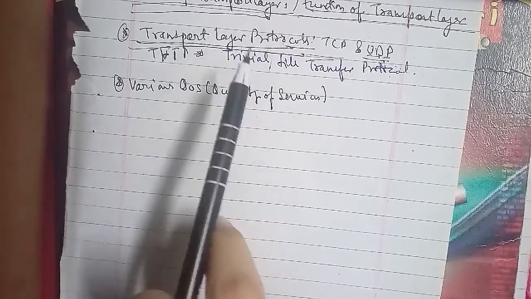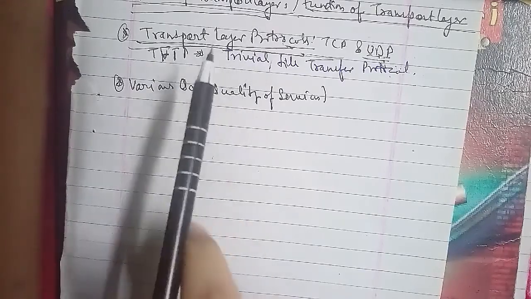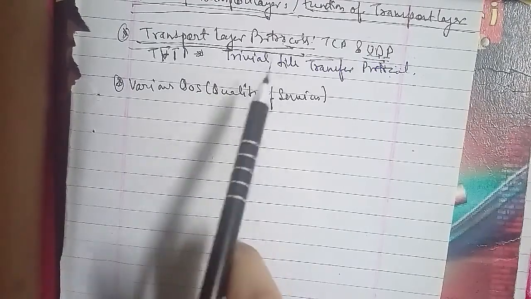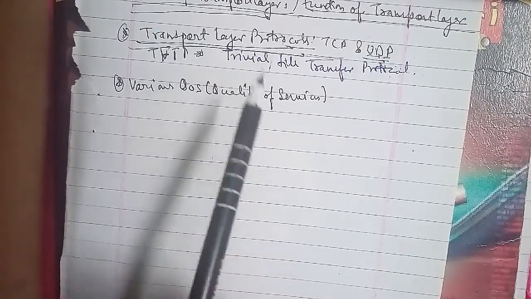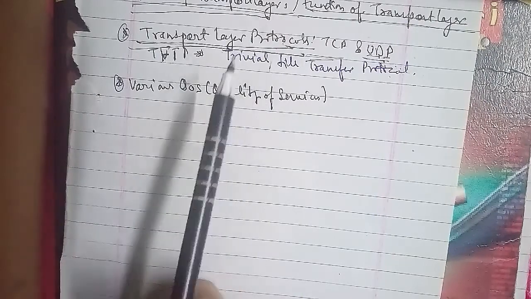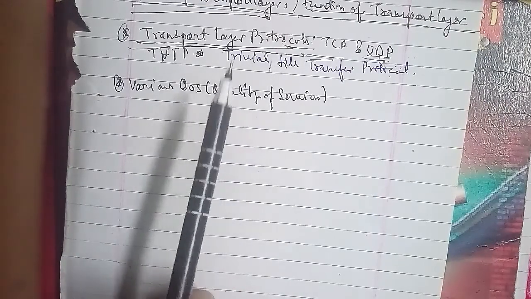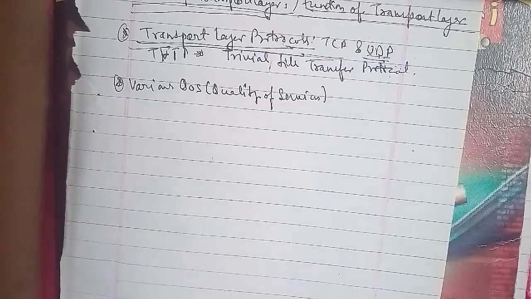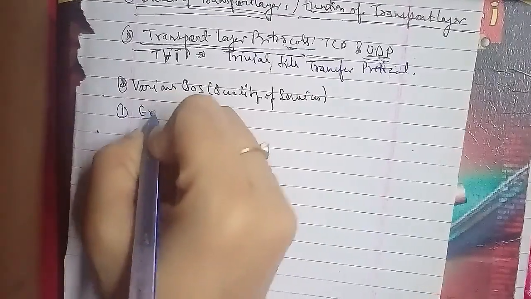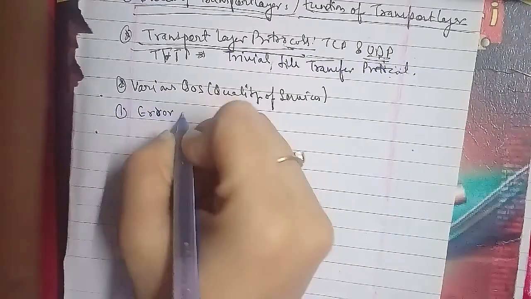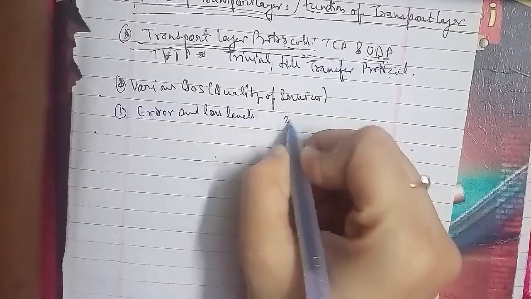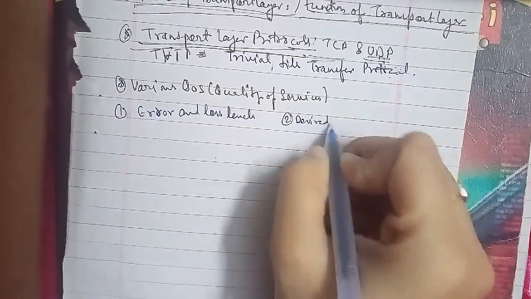The first we have is error and loss levels. The second we have desired average and maximum delays. The third we have is your throughput. The fourth is your priority level, and the fifth we have is your resilience.